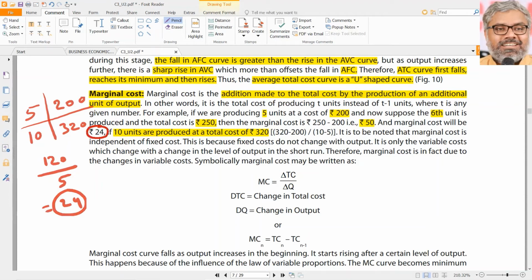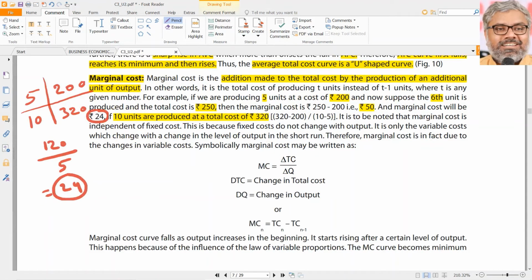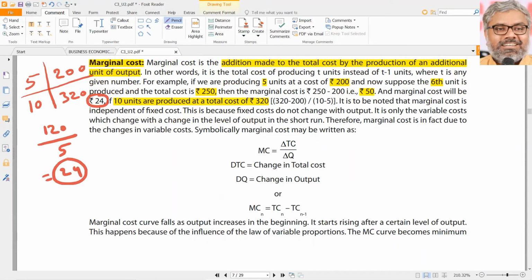That is what is mentioned here. In case, instead of one unit, it is given as a jump, all we need to do to find marginal cost is difference in cost divided by difference in output. That is what is mentioned here also as a formula. Symbolically, marginal cost can be found like this: delta total cost, meaning the change in total cost, divided by the change in the quantity of output. That is what marginal cost is. That is a point to be noted here.